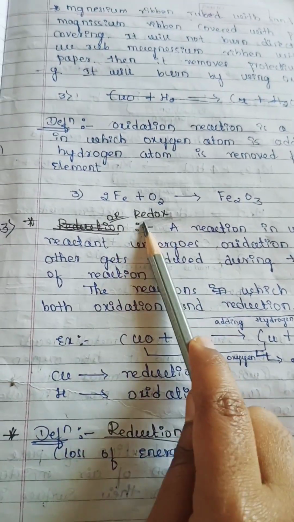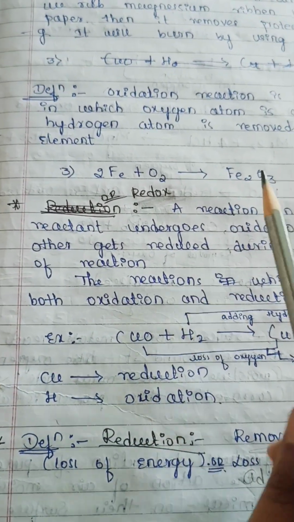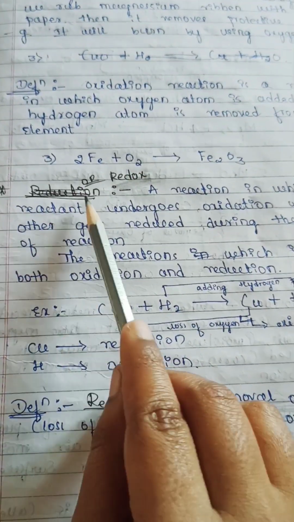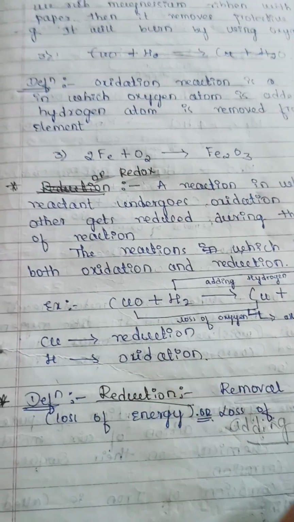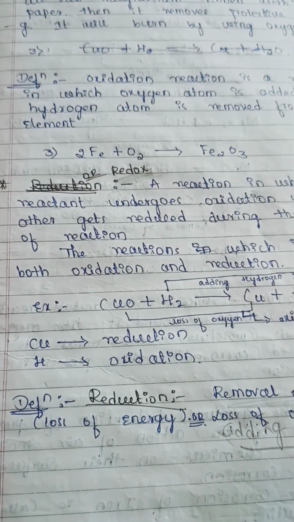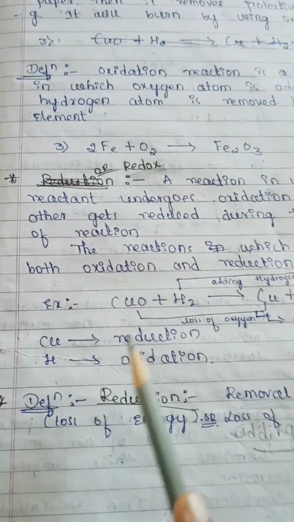So in a redox reaction, what happens here? Both oxidation and reduction take place. Here I have an example. In a redox reaction, the reactant undergoes oxidation and the other gets reduced. So this reaction is called a redox reaction.